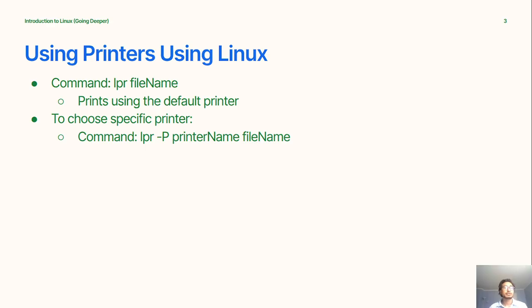So, using printers in Linux, there is a command lpr and then the file name. It prints the specified file using the default printer, and with the help of the -p option we can use a specific printer to print our files.